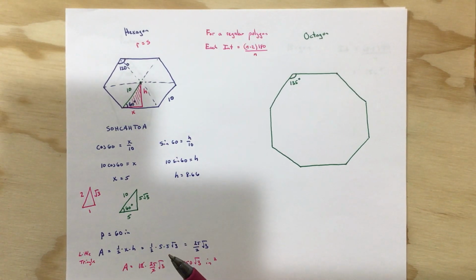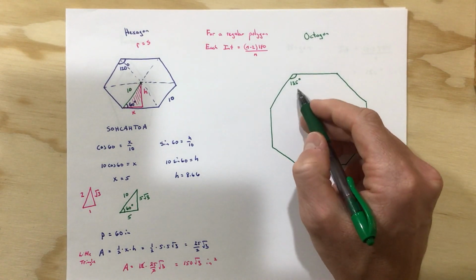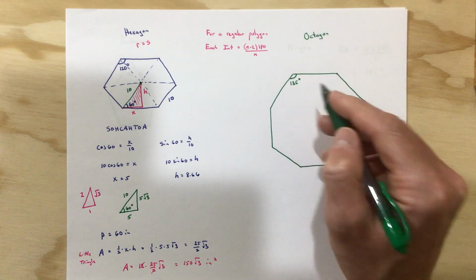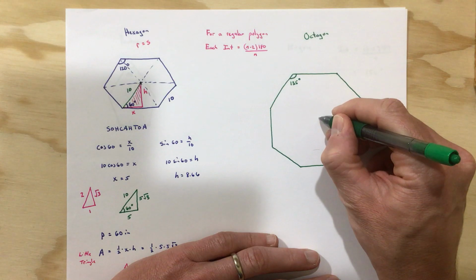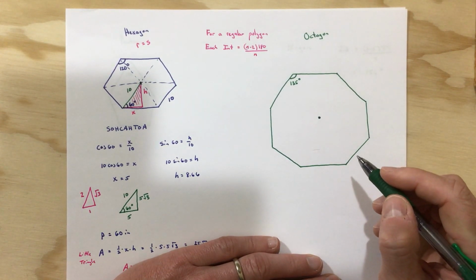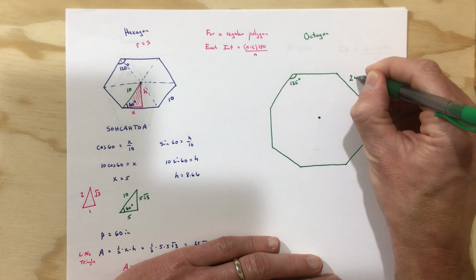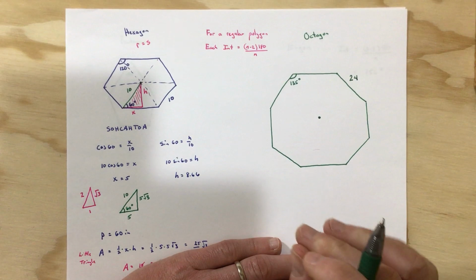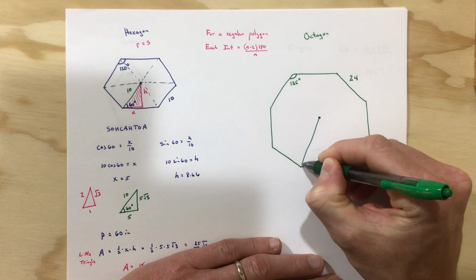Okay, so here is me doing an octagon. I'm going to do it roughly the same way. An octagon has an interior angle of 135. This time, let's say for the octagon, I didn't know the radius. Let's say I knew that the side length was 24. So I have a regular octagon with a side length of 24. I'm still going to draw my little triangle.